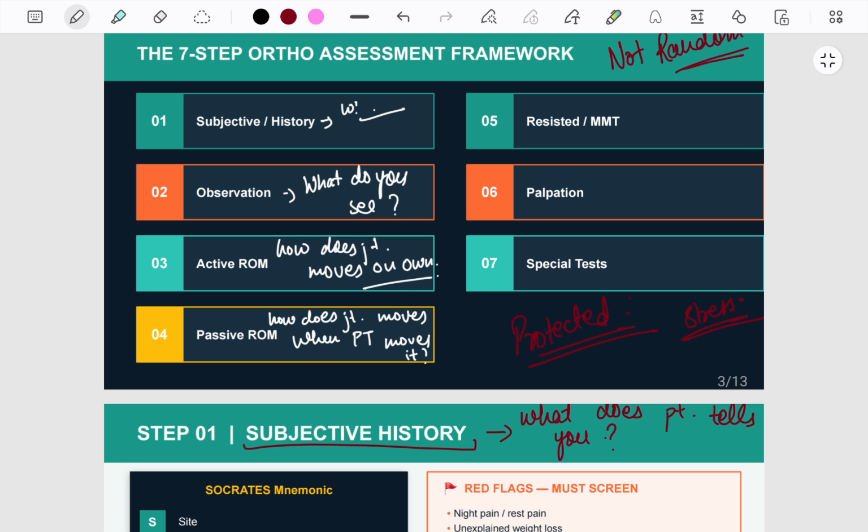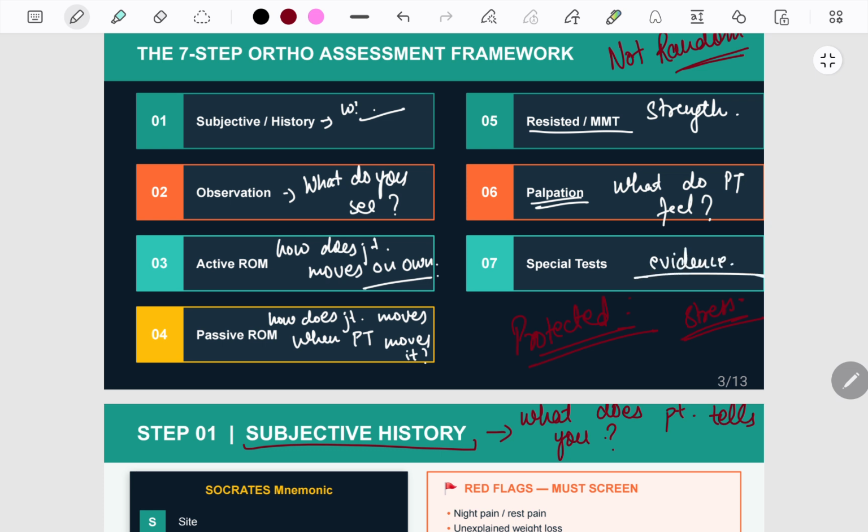Like if I have to explain in one line, what does passive ROM mean? It means how does the joint move when the physiotherapist moves it, right? Similarly, resisted or MMT. MMT is basically a resisted testing. It means strength. Basically, we are measuring the strength here. Palpation means, what do you feel? What does the physiotherapist feel. Now special test means, what does the evidence say?